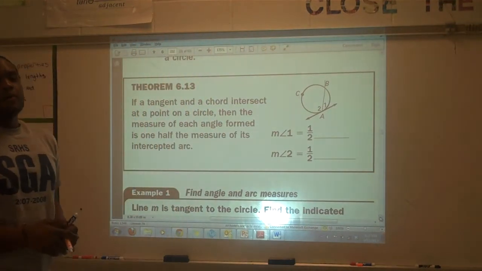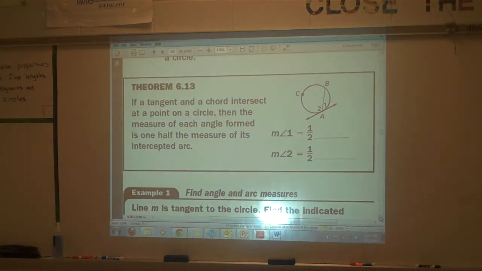So, theorem 6.13. It says that if a tangent and a chord intersect at a point on the circle, then the measure of each angle formed is 1/2 the measure of the intercepted arc. Sounds really confusing. I promise you it's not.